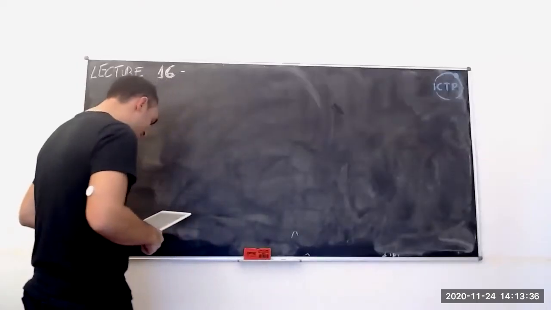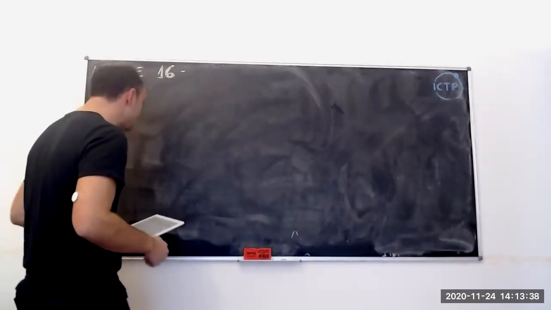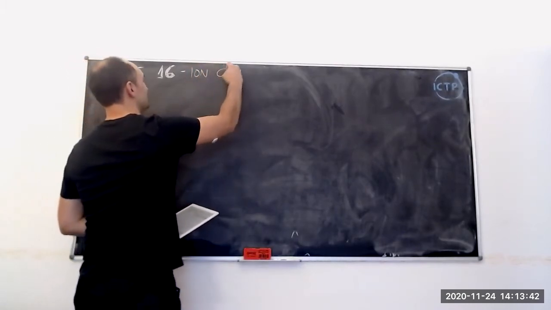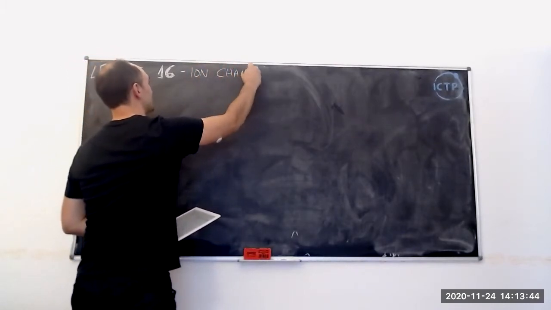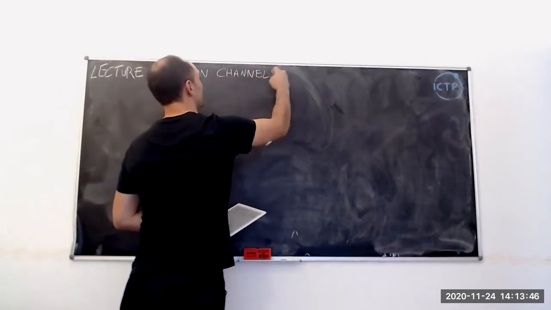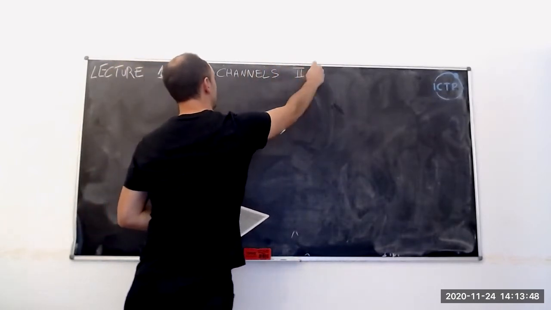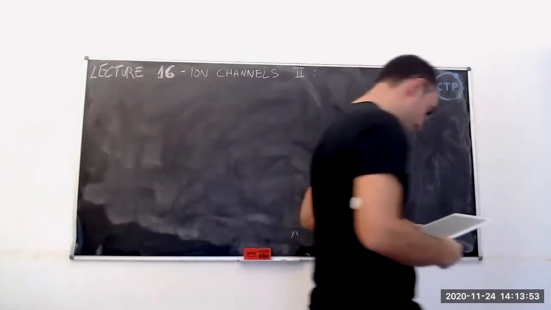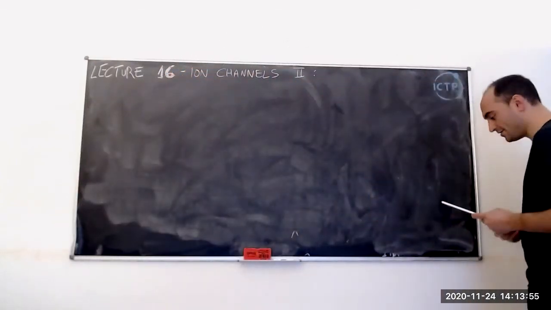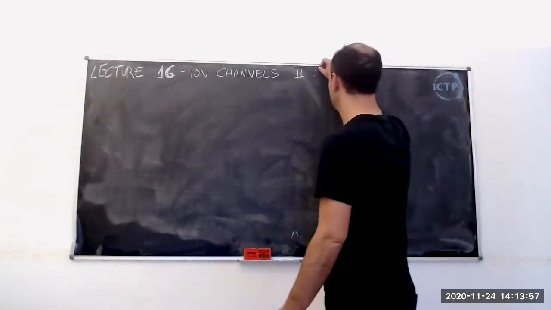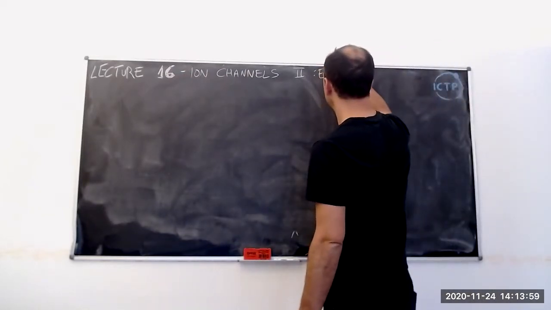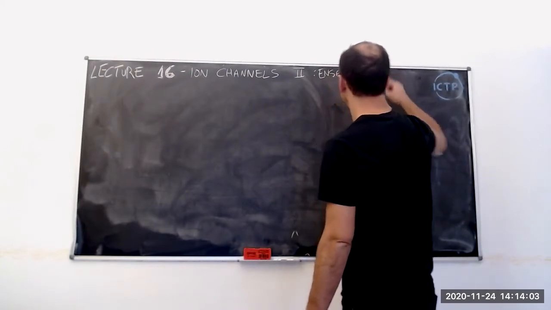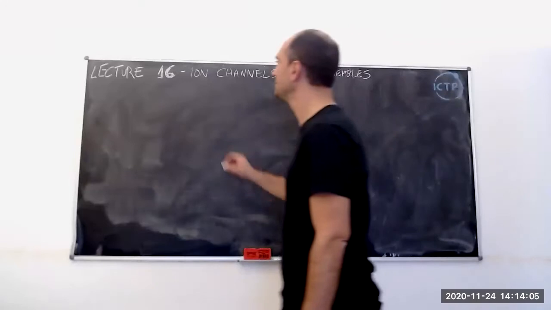Start with lecture 16, and this will be mainly called ion channels 2. This is the second lecture on ion channels. And it will be mostly focused on models of ensembles of ion channels. Ensembles, okay.